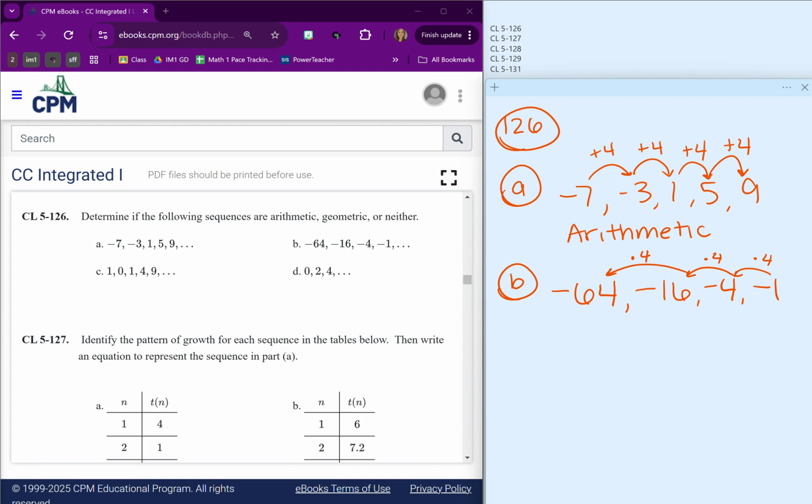If I'm moving from left to right, that means I was multiplying by 1/4. Some students might say I was dividing by 4. That's the same as multiplying by 1/4. Because this is a multiplying pattern, I would say this is a geometric sequence.